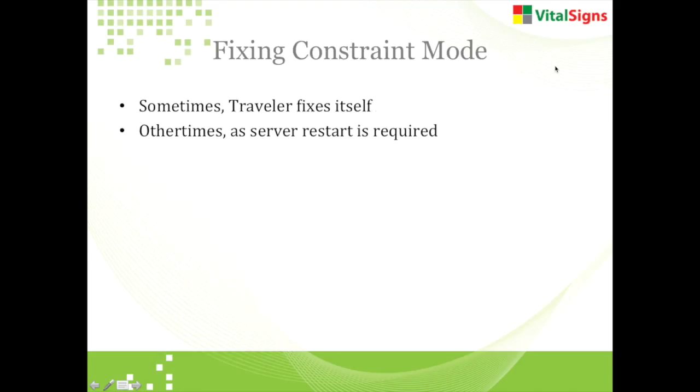So how do you fix constraint mode? Well, ideally, Traveler will fix itself. It's got too much workload and it's using up too much memory, so it stops taking on new syncs and finishes the ones that it's working on. That presumably releases the network connections or frees up memory, and the server comes back fine. Other times that does not quite work and a server restart is required.